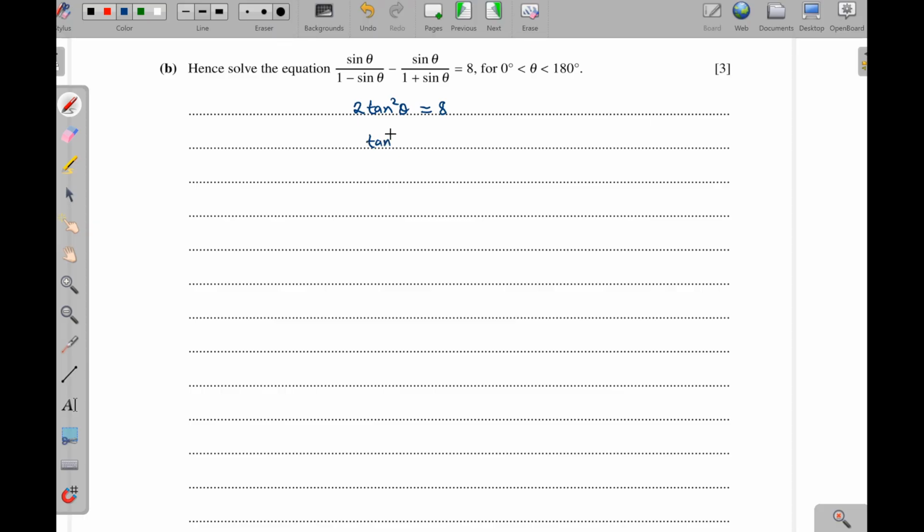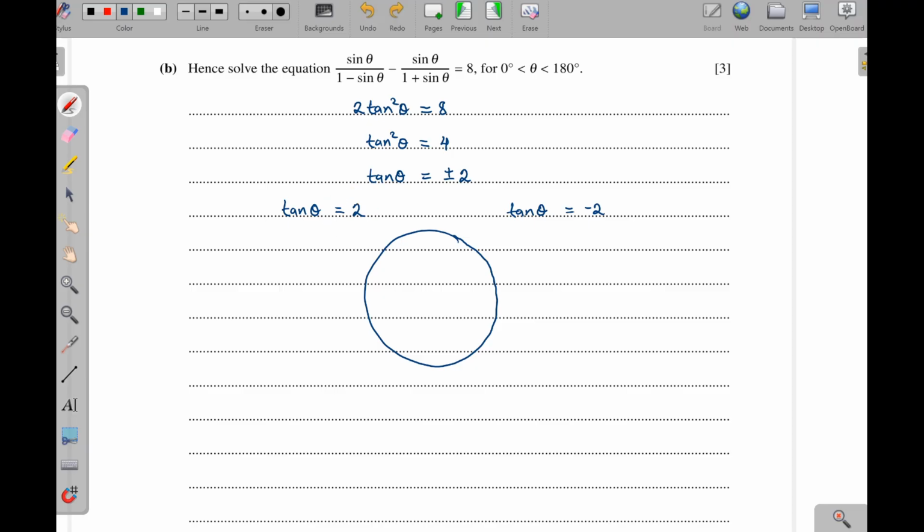Divide all through by 2. We shall have here a 4. Then we take the square root on both sides. Then we shall have plus or minus 2. That means I'm going to have tan of theta, which is equal to 2. And then I will also have tan of theta, which is equal to negative 2. Now, I'm going to consider the quadrants where tan is positive and where it is negative.